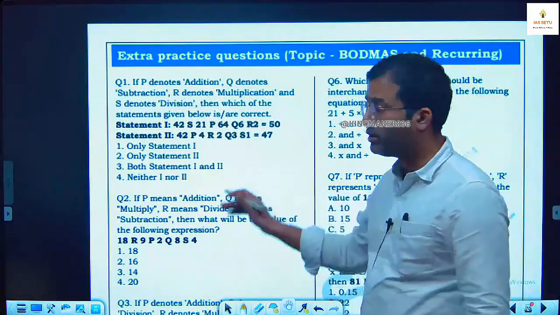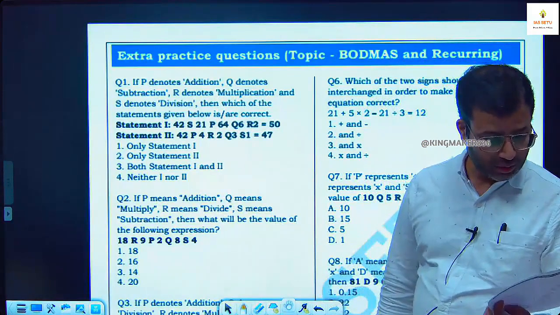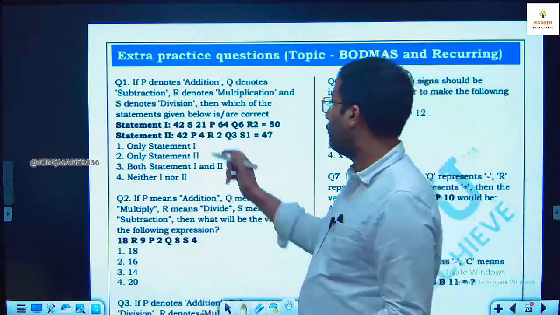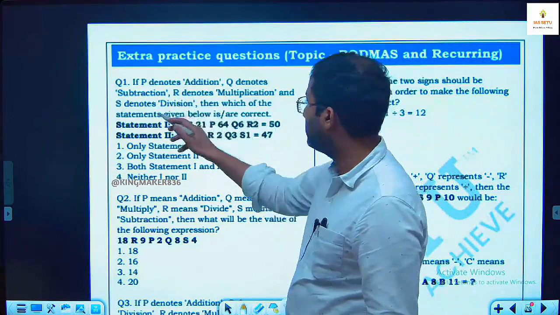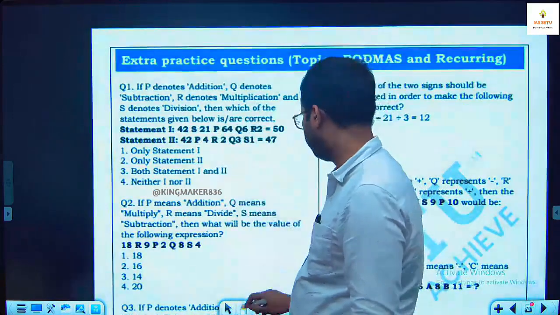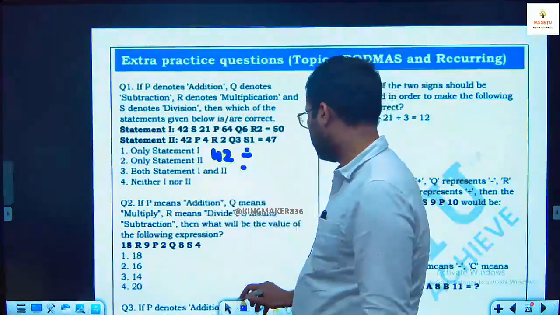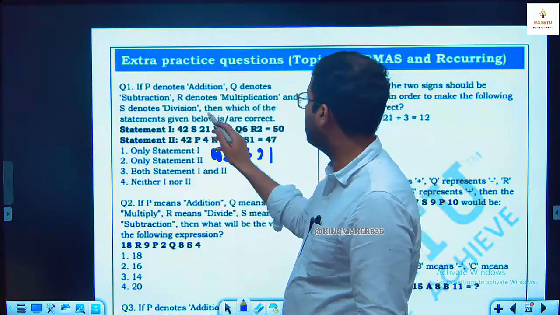अच्छा, हाँ जी, क्वेश्चन नंबर 1 में क्या डाउट है आपका? फर्स्ट में 50 आ रहा है, 42s, s का मतलब क्या है? s मीन्स डिवीजन. 42 divided by 21. What p means here? p का क्या मतलब है?